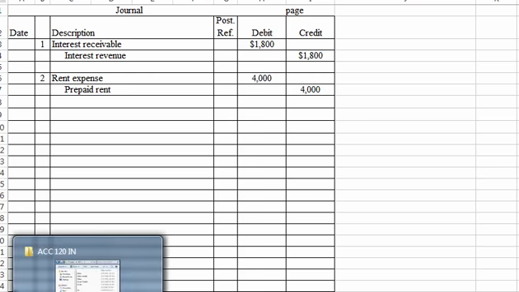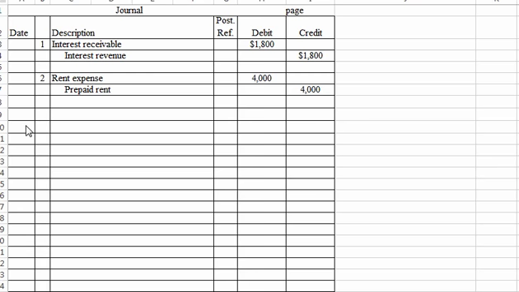So let's look at this one. This entry was made on August 1st. So let me show you. On August 1, here's the entry that was made. They debited cash, the asset that increased, $12,000. That part was correct.